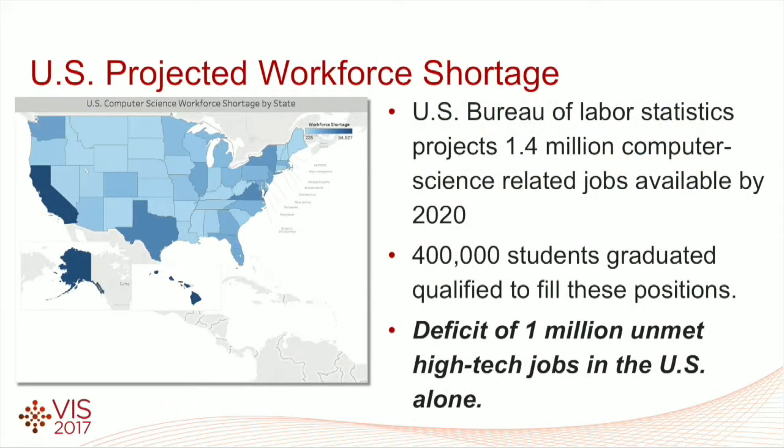Here's the problem: by 2020, we're projected to have 1.4 million high-tech jobs, so computer science-related jobs. We're only projected to graduate about 400,000 students qualified to fill those jobs. That means, in the absence of immigrating people from other countries to fill those jobs, we're going to have 1 million unmet high-tech jobs in a nation that's becoming increasingly computationally demanding. So this is a problem.